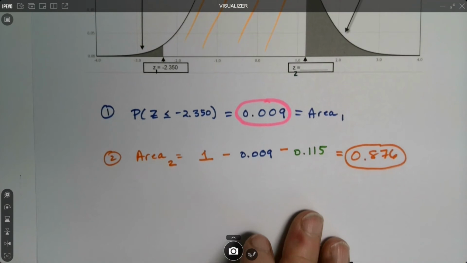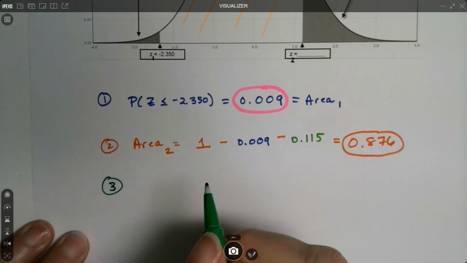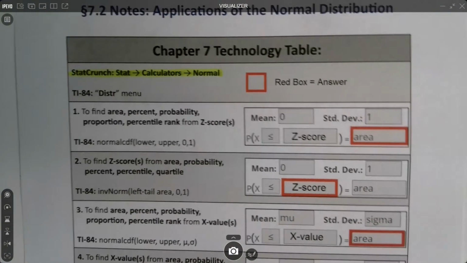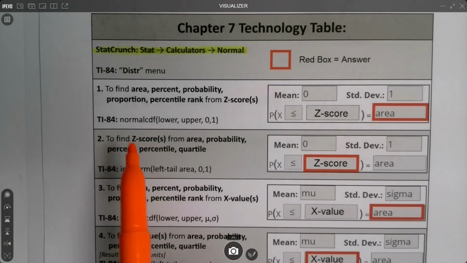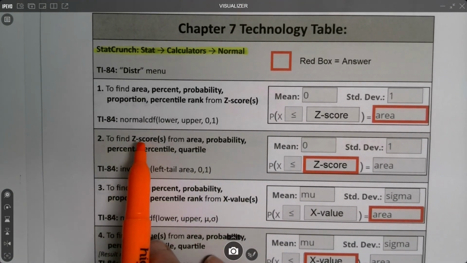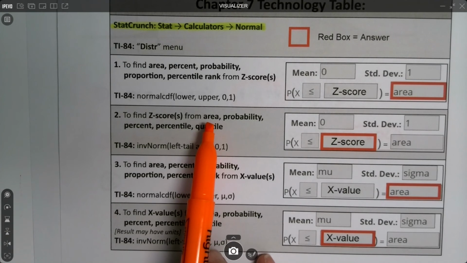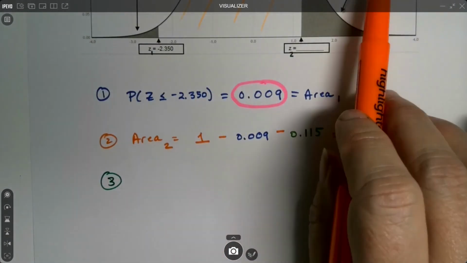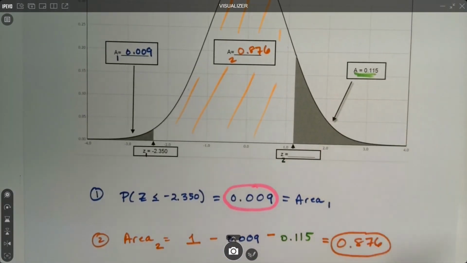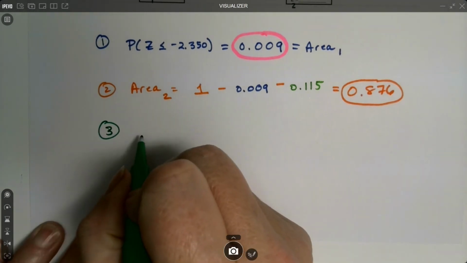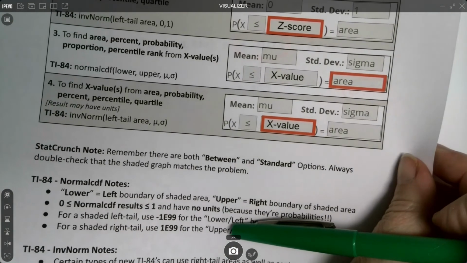All right, so to find z number 2, we're going to use rule number 2 on our sheet because we have the area. We are looking to find the z-score. We want to find a z-score, right? Z is blank. We want to find it given an area, which was 0.115 right here. Okay, so let's think here. Well, let's follow what it says, and then we'll be able to write this out.